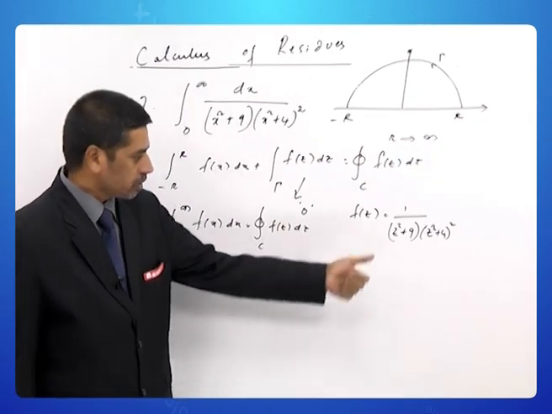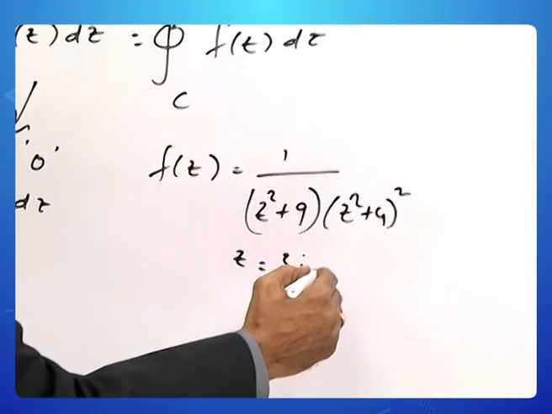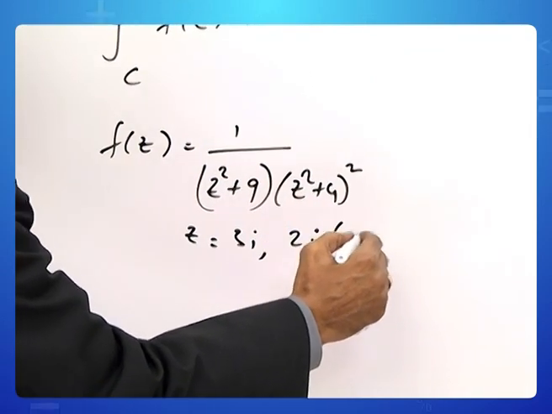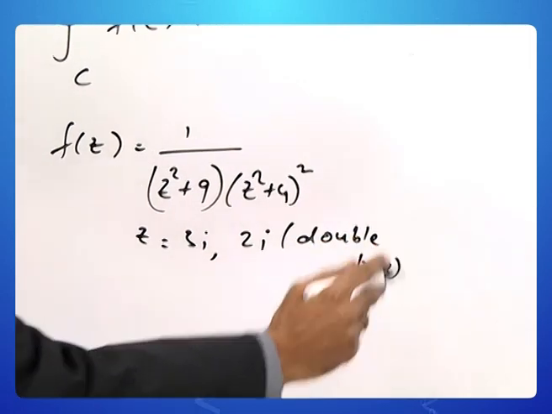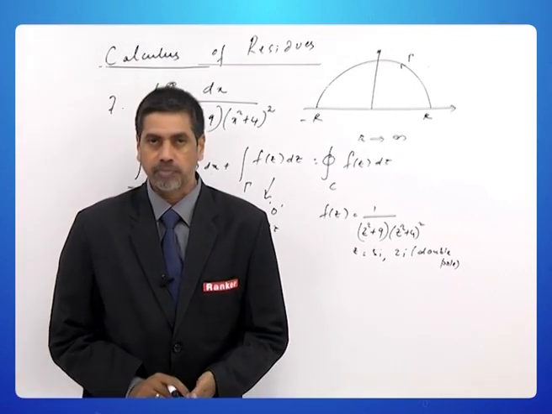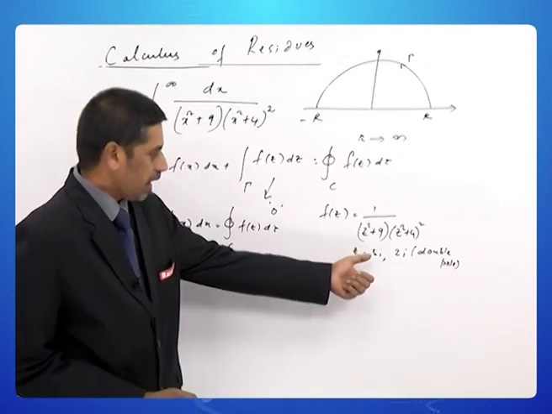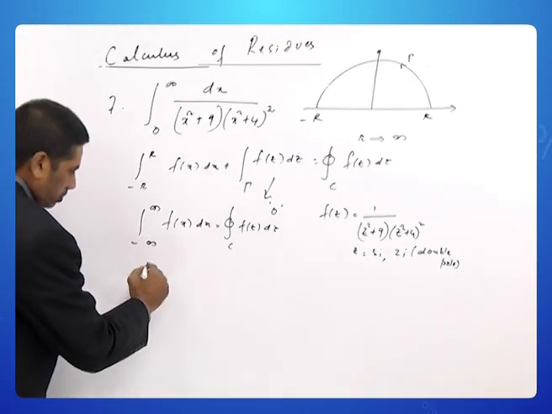So, you can see that there are two poles here, z is equal to 3i and z is equal to 2i. 2i is a double pole. So, therefore, there are two residue calculations in this problem. The first residue calculation at 3i, the next at 2i. So, let us do the calculation.